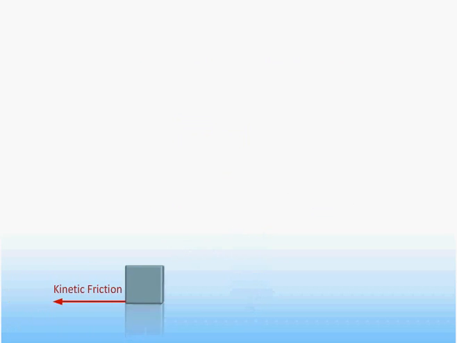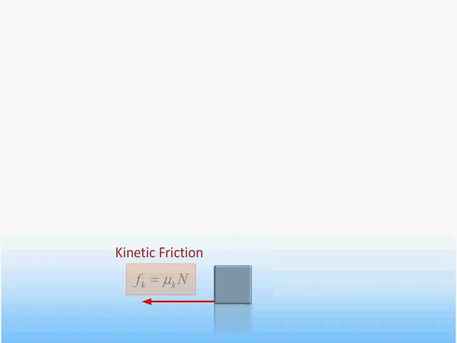When one object slides across another, the frictional force between them is found to depend linearly on the perpendicular force between them. In other words, the frictional force is proportional to the normal force. The constant of proportionality, mu sub k, is called the coefficient of kinetic friction. This constant depends only on the properties of the two surfaces and not on the size or weight of the objects. We'll now do an example to see how this works.